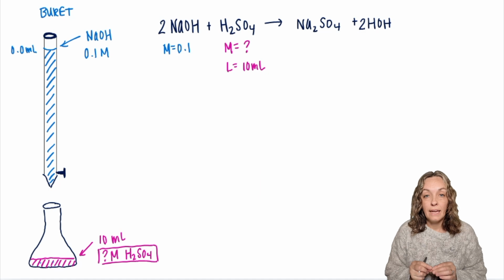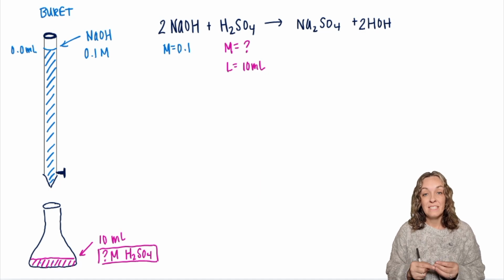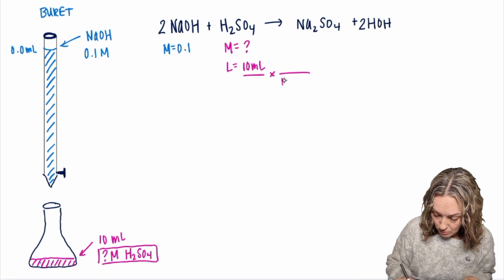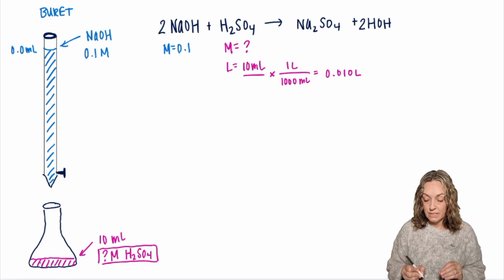Milliliters is typically not helpful when I'm dealing with solutions. I need liters. So I am going to convert my milliliters into liters right off the bat, knowing that 1,000 milliliters is equivalent to 1 liter. I know that I have 0.10 liters.